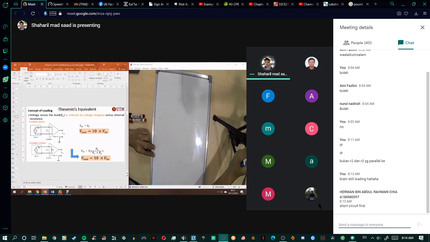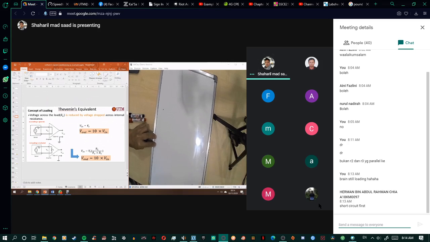I try to adjust my camera. Wait, guys, I try to adjust my camera.